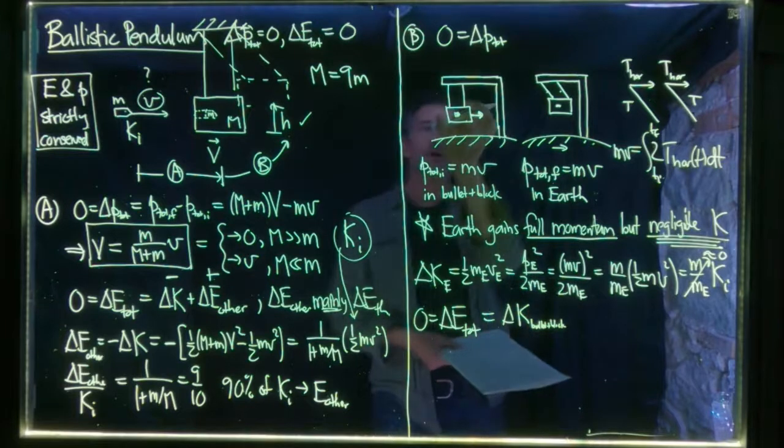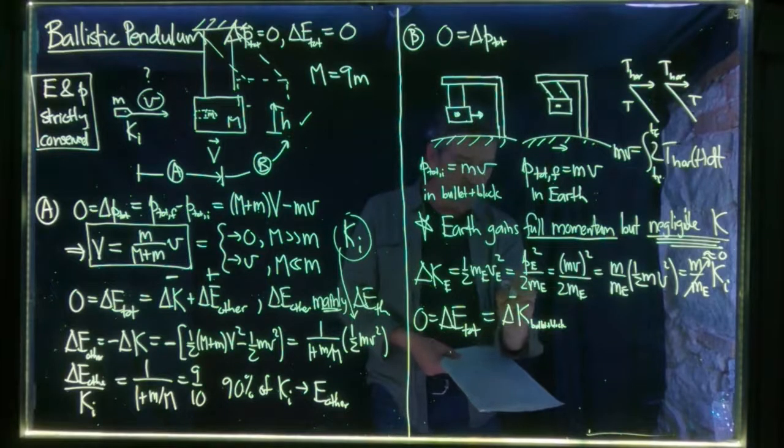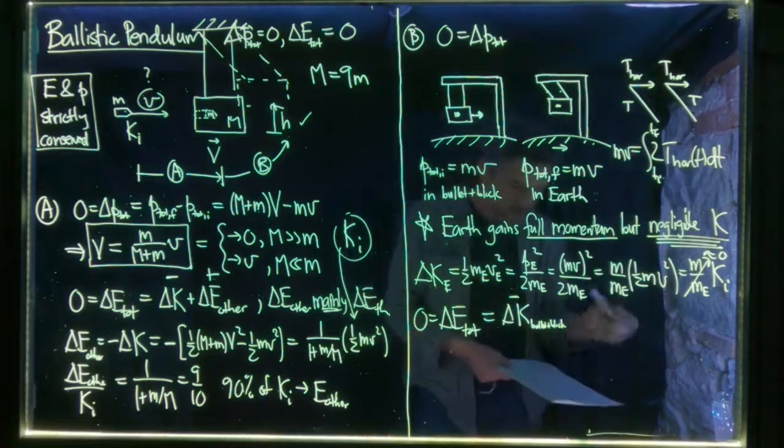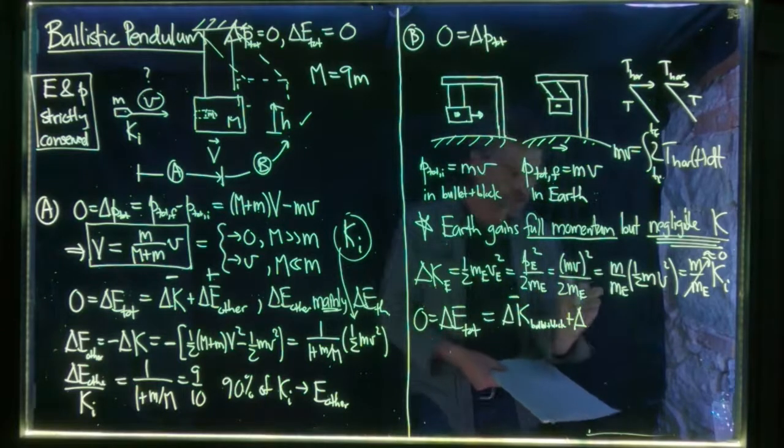So the bullet plus block was originally moving with speed v, had some kinetic energy. Later on, it has no kinetic energy. So that's going to be negative. That's going to go down. Okay. There's also a change in the kinetic energy of the Earth.